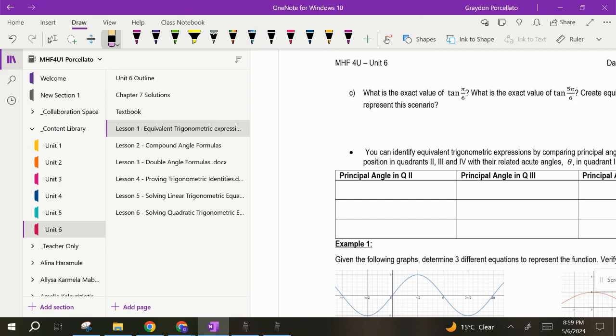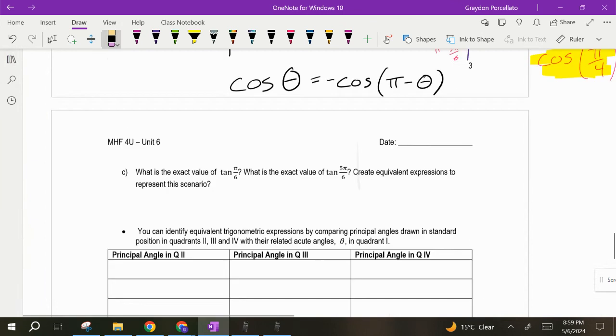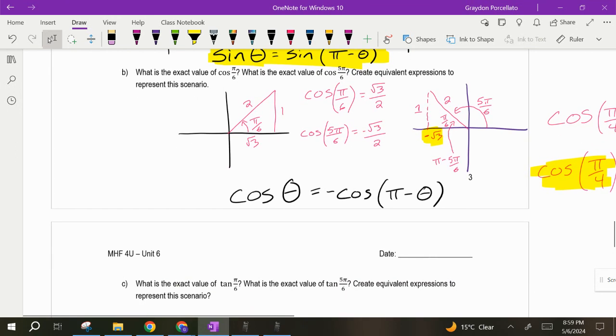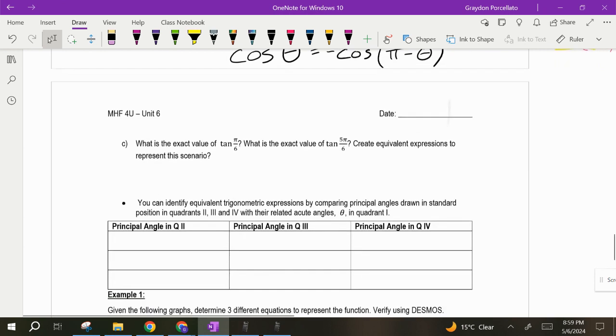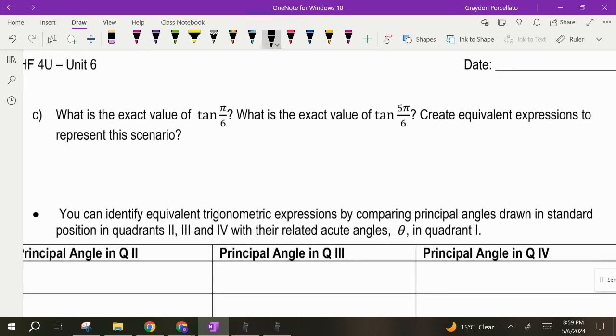Okay, so let's get to it because I don't want to take too much time here. Where I finished off yesterday was on the note. I was looking at the exact value of cos of pi over 6 and cos of 5 pi over 6, and how those were equivalent. So now we're going to look at the tan of pi over 6, and compare that to the tan of 5 pi over 6. I'm going to draw that here.